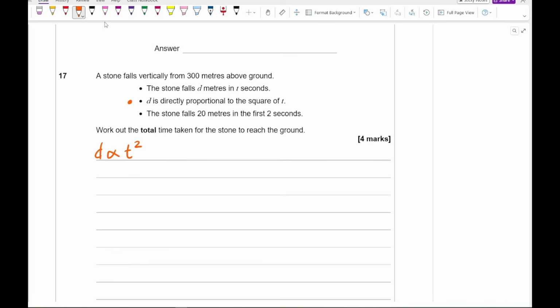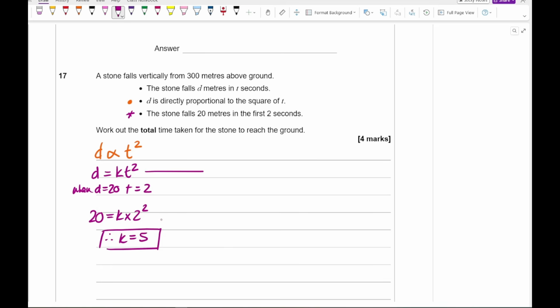So to find the formula, what we need to do is first of all swap the proportion symbol for equals k, and we've got t squared, and then I need to use this information to find k. So here I know that when d equals 20, t equals 2, so I've got 20 equals k times 2 squared, so therefore k equals 5. So from this, I then get my formula of d equals 5t squared.